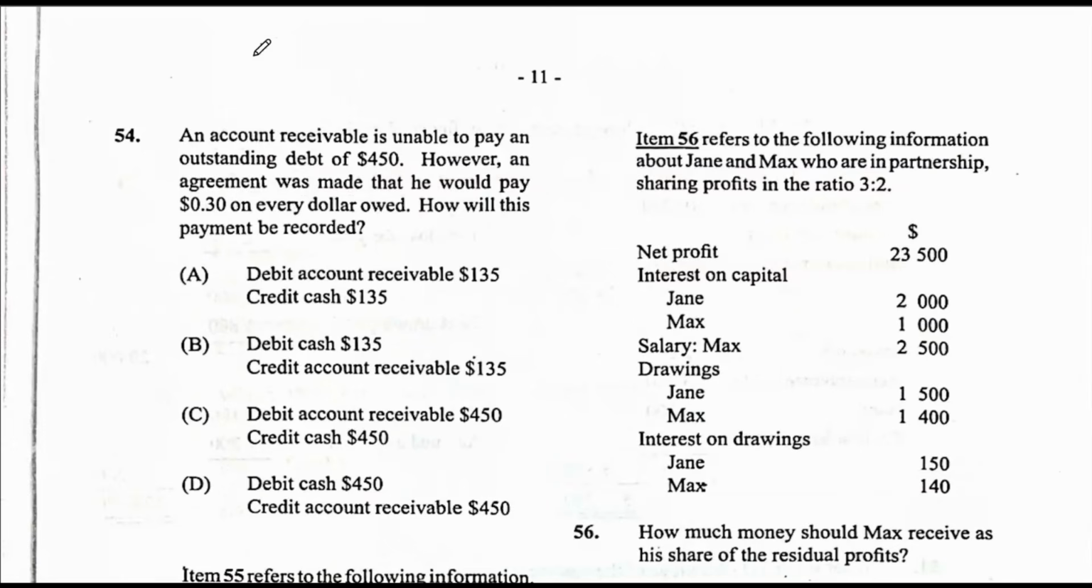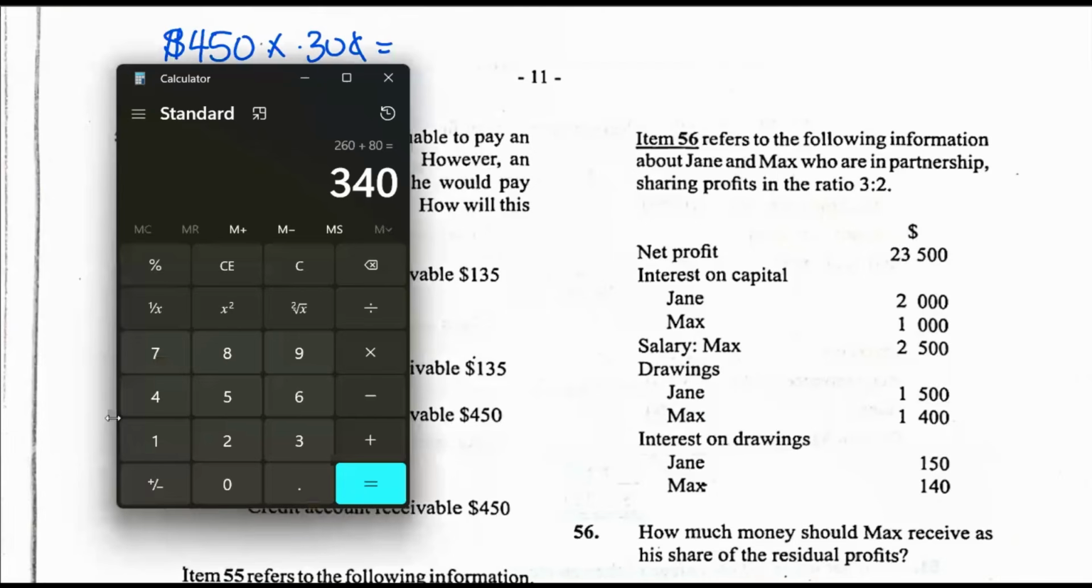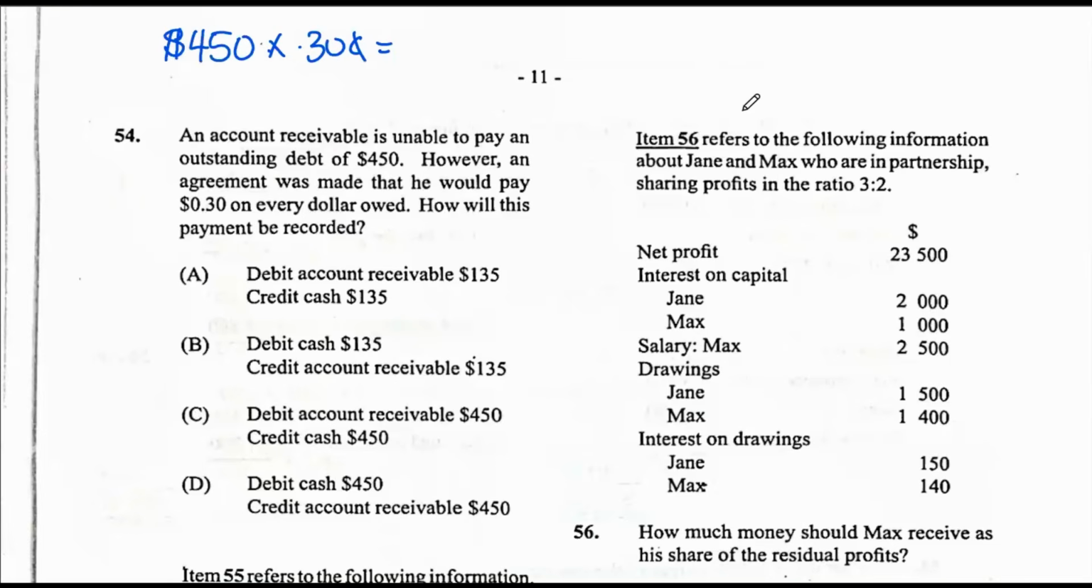So he had a debt of 450, but he cannot pay the 450. What he can pay is 450 multiplied by 30 cents. Right, guys, so how much money are we collecting from him? 135. Great. So we're collecting $135.